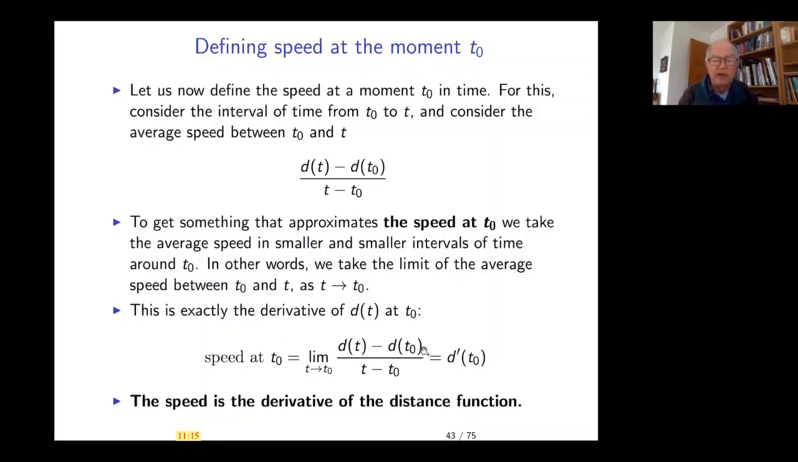But if you look at it, this is just the derivative of the function d. So the speed at t0 is really the derivative of the distance function at t0. And this is why I needed all the calculus we went through, just to be able to show that the speed at t0 is really the derivative of the distance function at t0. And now we know precisely what we talk about when we talk about speed at a given time.